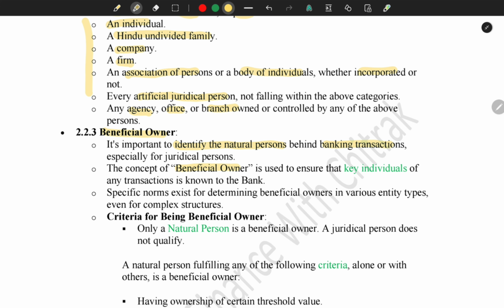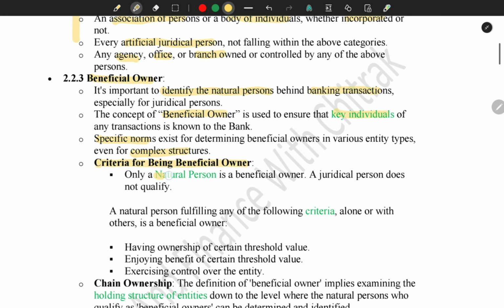The concept of beneficial owner is used to ensure that the key individuals of any transaction are known to the bank, and there exist some specific norms to determine the beneficial owners of various kinds of entities. Even for some complex structures, what is the criteria for being a beneficial owner? Only a natural person is a beneficial owner.